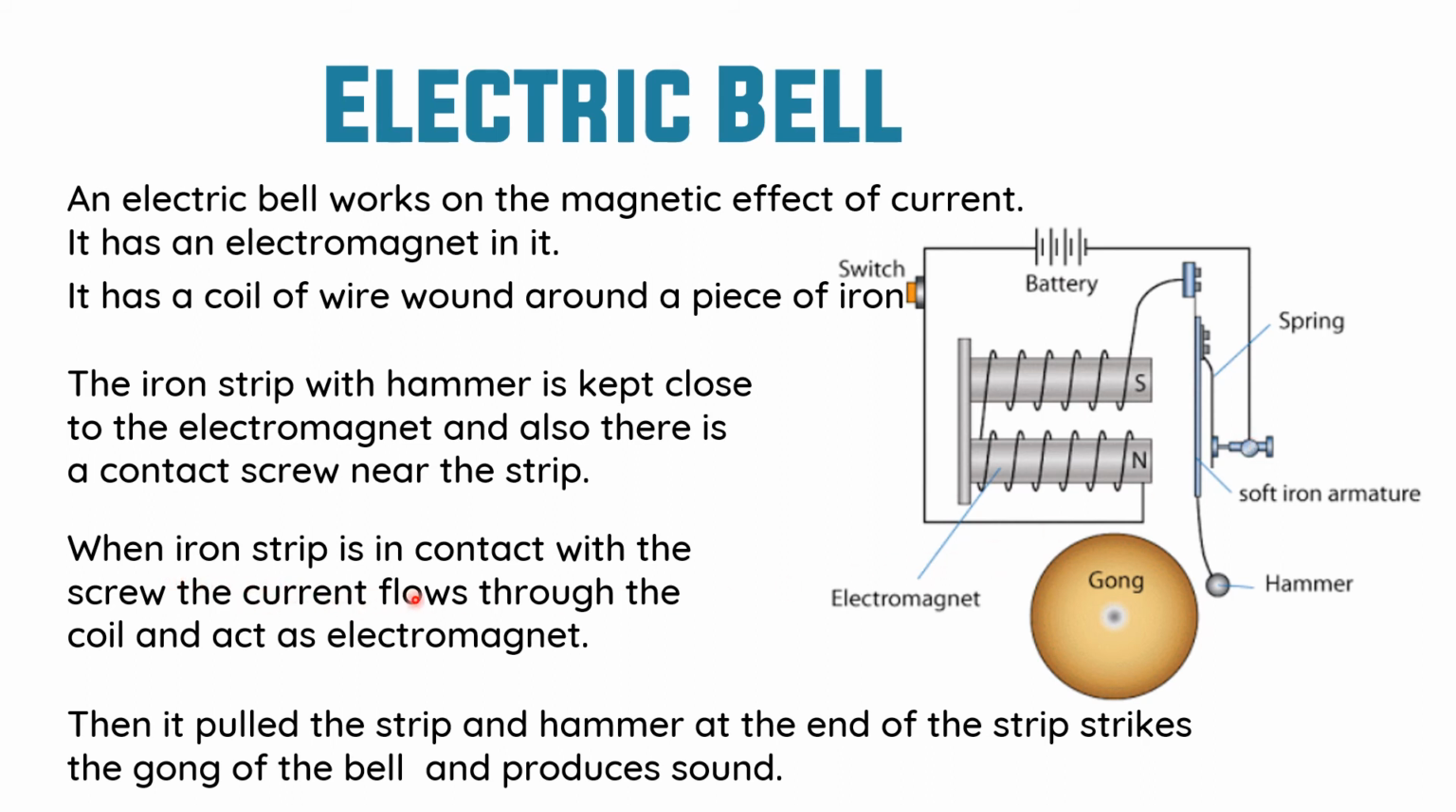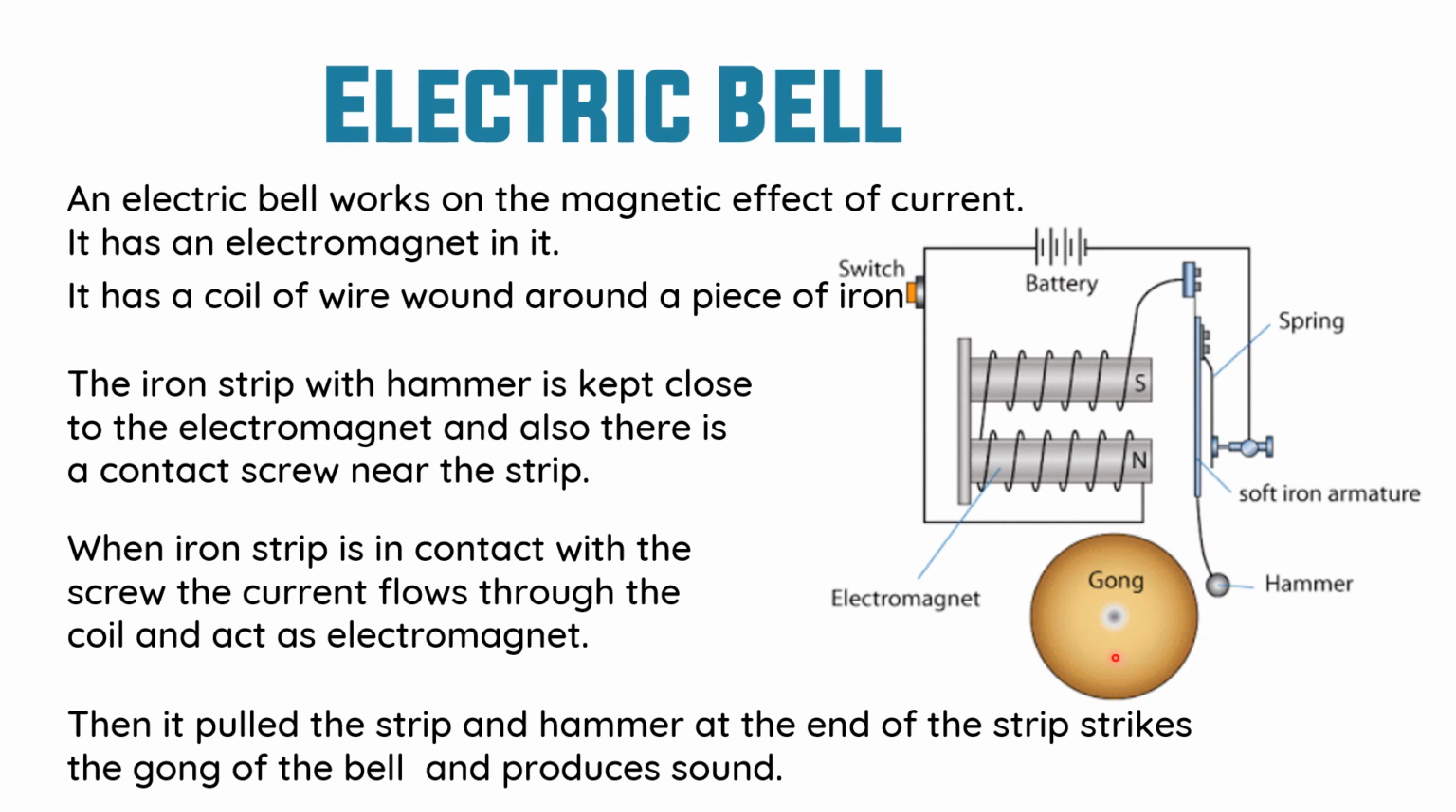When the iron strip is in contact with the screw, the current flows through the coil. So when we switch on, the current passes through the circuit like this. That time this acts as an electromagnet, and it attracts this iron piece to here. So when it attracts here, it will hit on this gong, and we can hear the sound.